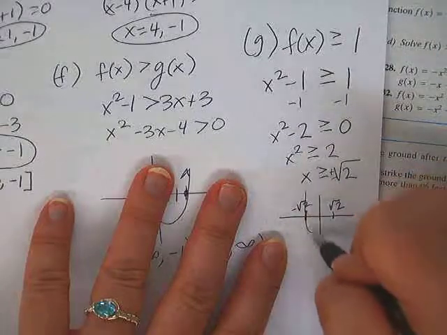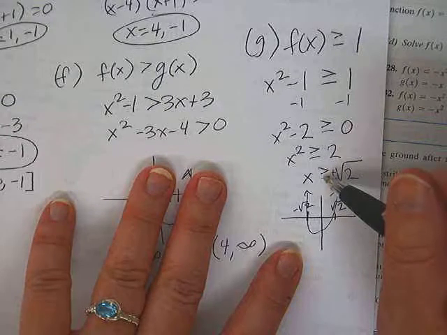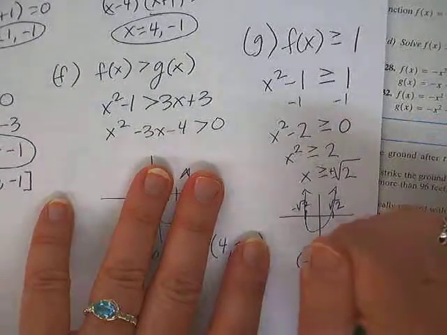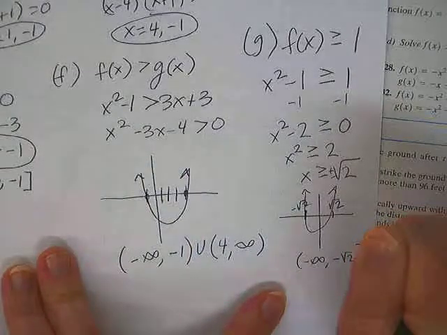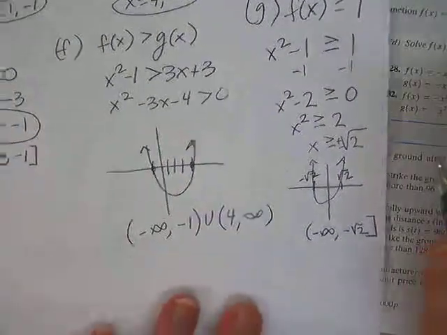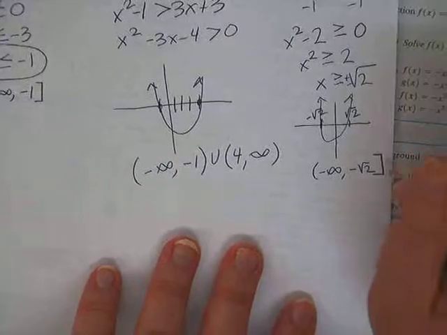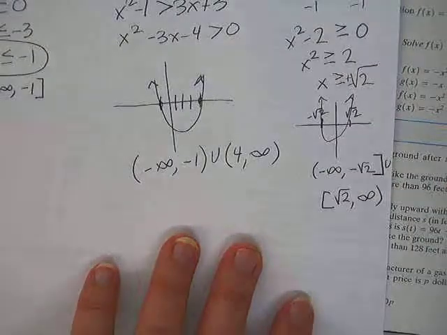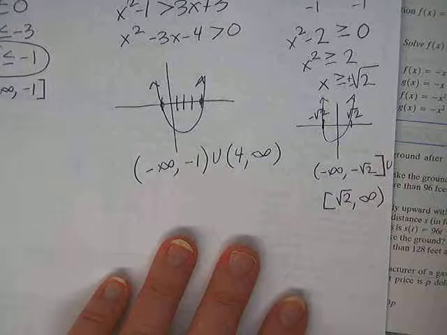And then we would graph that. So here's negative square root of 2, and here's positive square root of 2. And again, our parabola is positive, so going upward. So since it's greater than, once again, greater than means that it will be from negative infinity to negative square root of 2. What do we put at the end of this one? Brackets. Why? Because there's an equal sign. Positive square root of 2 to infinity, close parenthesis. Done. Yes.